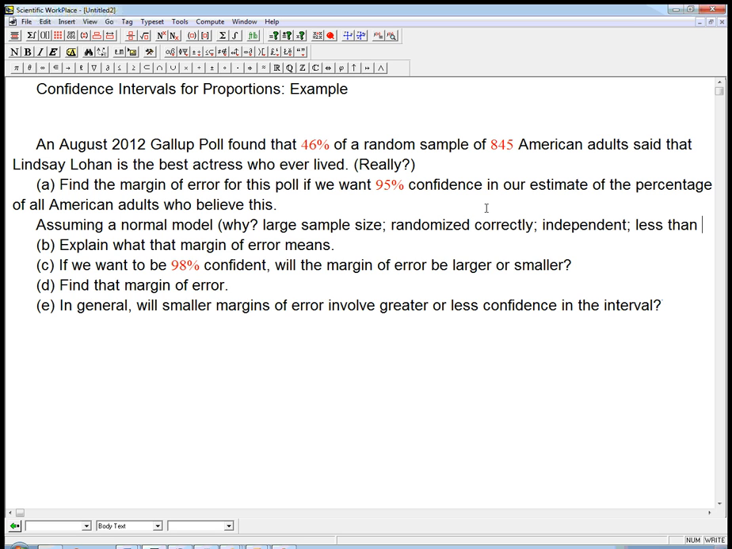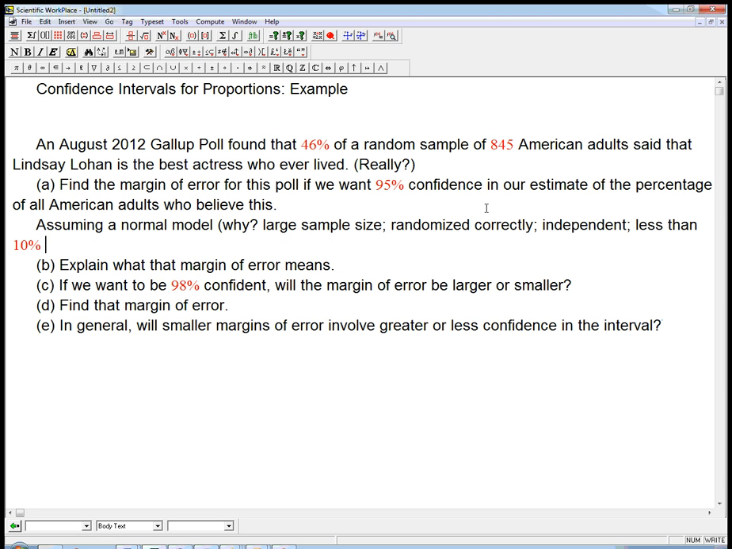And 845 adults is a lot less than 10% of the total population. So we don't run into the fairly rare problem of oversampling a small population and not having independence, because you're not sampling with replacement. Okay, so we've checked our conditions, and so we can assume a normal model.